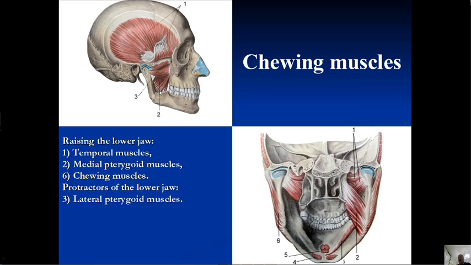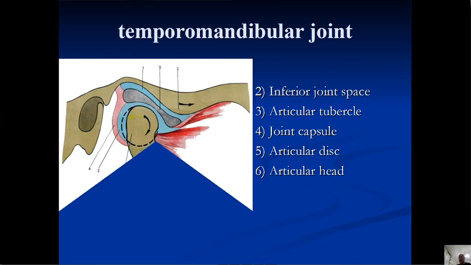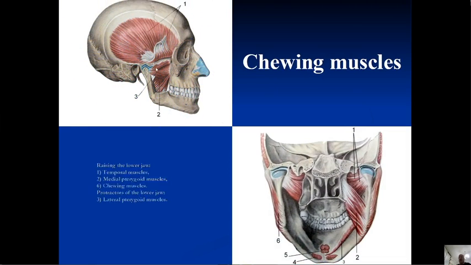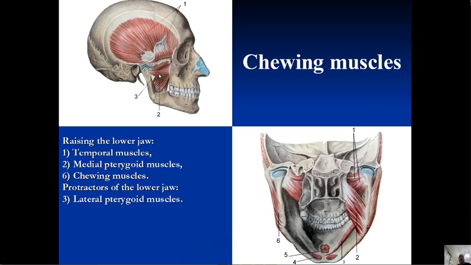And also here are depressors. This is platysma, musculus digastricus, and musculus mylohyoideus and musculus geniohyoideus. And also here are muscles for protrusion. This is the lateral pterygoideus muscle. The lateral pterygoideus muscle is involved not only in protrusion, but also in rotation.